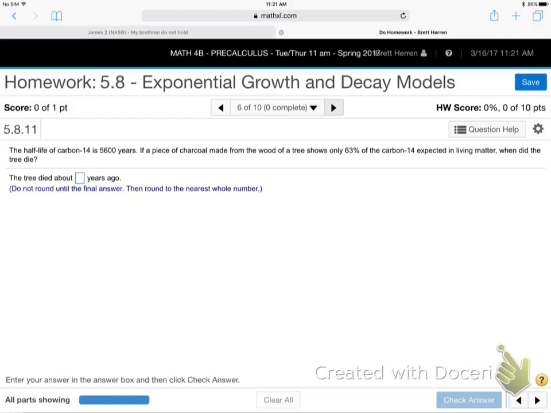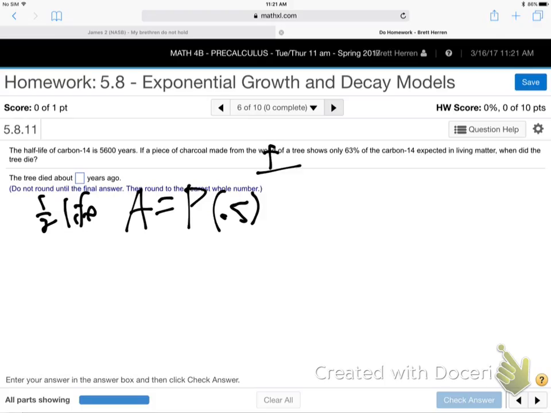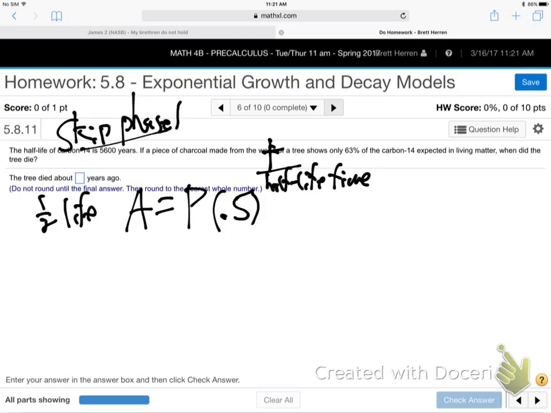All right, half-life, carbon-14, 5,600 years. Hey, this is half-life. Can we do the trick? That made my daughter so mad when you had to do it the long way. We'll do the long way a couple times too. But let's do the trick. So for half-life, remember what I was telling you. It's always going to be A equals P times 0.5 to the t over the half-life time. It's always going to be like that. You can just skip phase 1 for half-life problems.